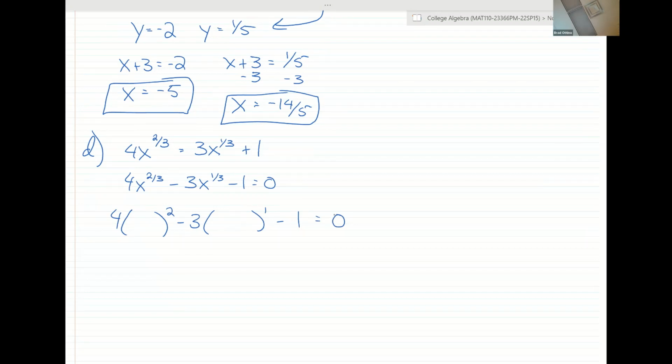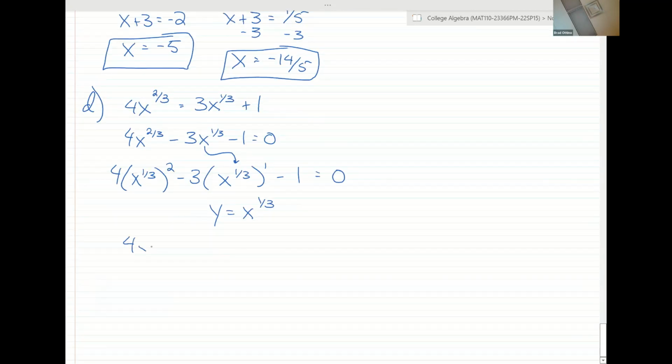So the way that we talk about handling this is we always take the middle term. So if we put x to the 1/3 here, x to the 1/3 to the first is 1/3. X to the 1/3 times 2 is 2/3. So it's pretty slick. We can make our substitution y equals x to the 1/3. And you probably know how this is going to go. We're just going to factor.